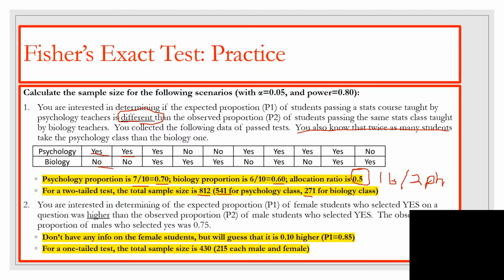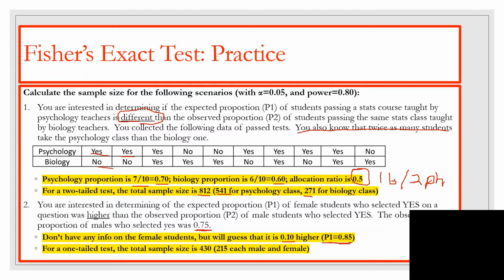Now for the second question, we don't have any information on female students. We're just looking at the observed proportion of males. So we'll guess for females that maybe it's going to be 10% higher, so their expected value is going to be 0.85.